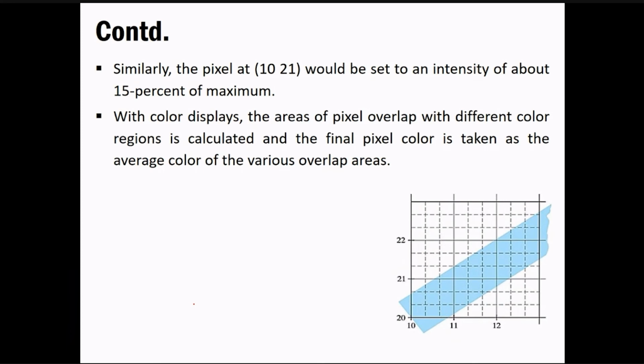Okay, so now with color display, the area of pixel overlap with different color regions is calculated, and the final pixel color is taken as the average color of the various overlap areas. So the basic thing is you just need to take into consideration how much area that particular color region is covering, and then you calculate the whole thing. Based on that you can simply take the value of that particular pixel. Okay, so whatever comes out, you have to take it from this. So this is one conceptual thing that you need to keep in mind.